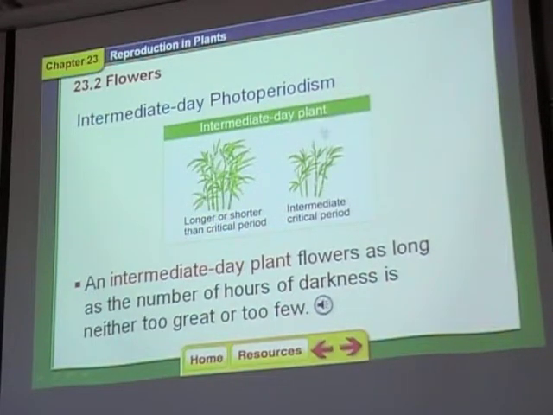Intermediate day plants flower as long as the number of hours of darkness is neither too great nor too few. So there's a range that the number has to be between for the plant to flower. If the night is too long, it won't flower, and if the night is too short, it won't flower. We call that intermediate day photoperiod.